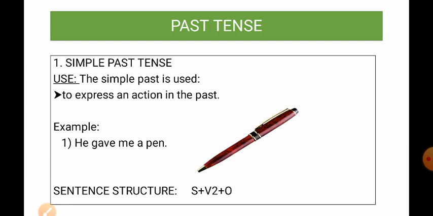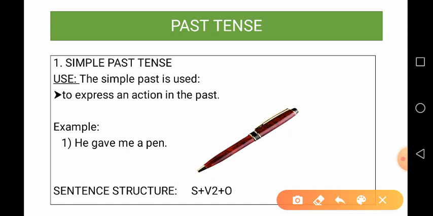I teach you today past tense. There are 4 subtypes in the past tense. First is simple past tense, second is past continuous tense, third past perfect tense, and fourth past perfect continuous tense. Okay. How many subtypes? 4. Now first, simple past tense.